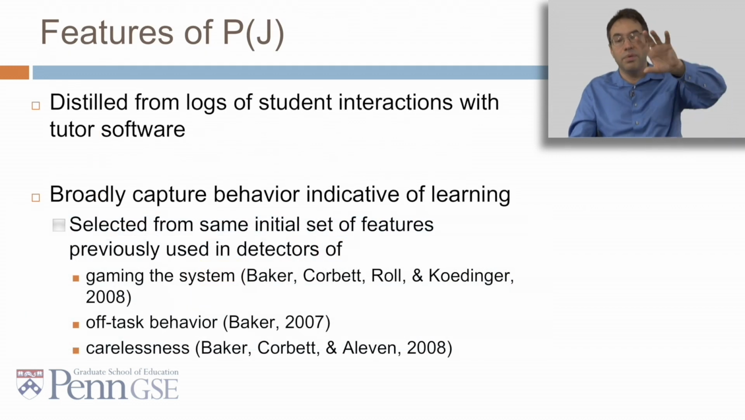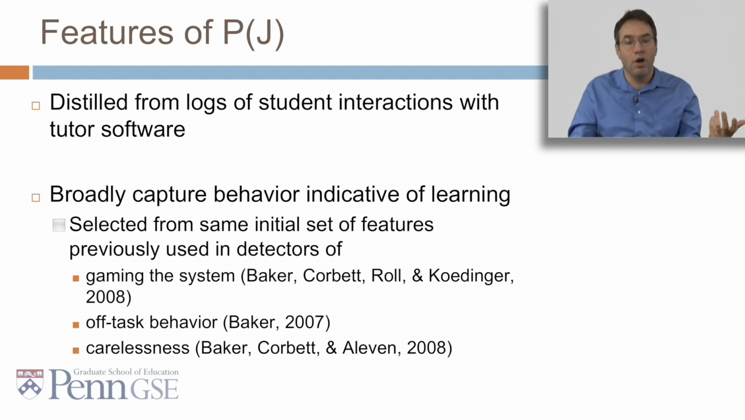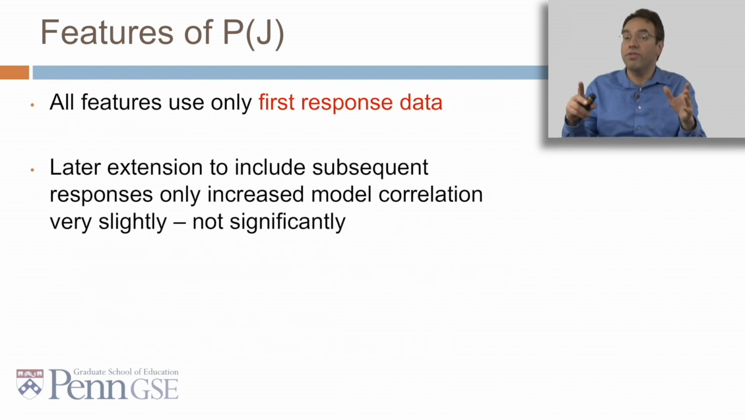Now, P of j, like contextual P of s and g, we took features distilled from logs of student interactions with tutor software that broadly capture behaviors indicative of learning. These features were selected from the same initial set of features previously used in detectors of gaming the system, off-task behavior, and carelessness, aka probability of contextual slip that we just talked about a minute ago. All the features in the original work used only first response data. Later extensions to include subsequent responses only increased the model correlation very slightly, not statistically significantly.